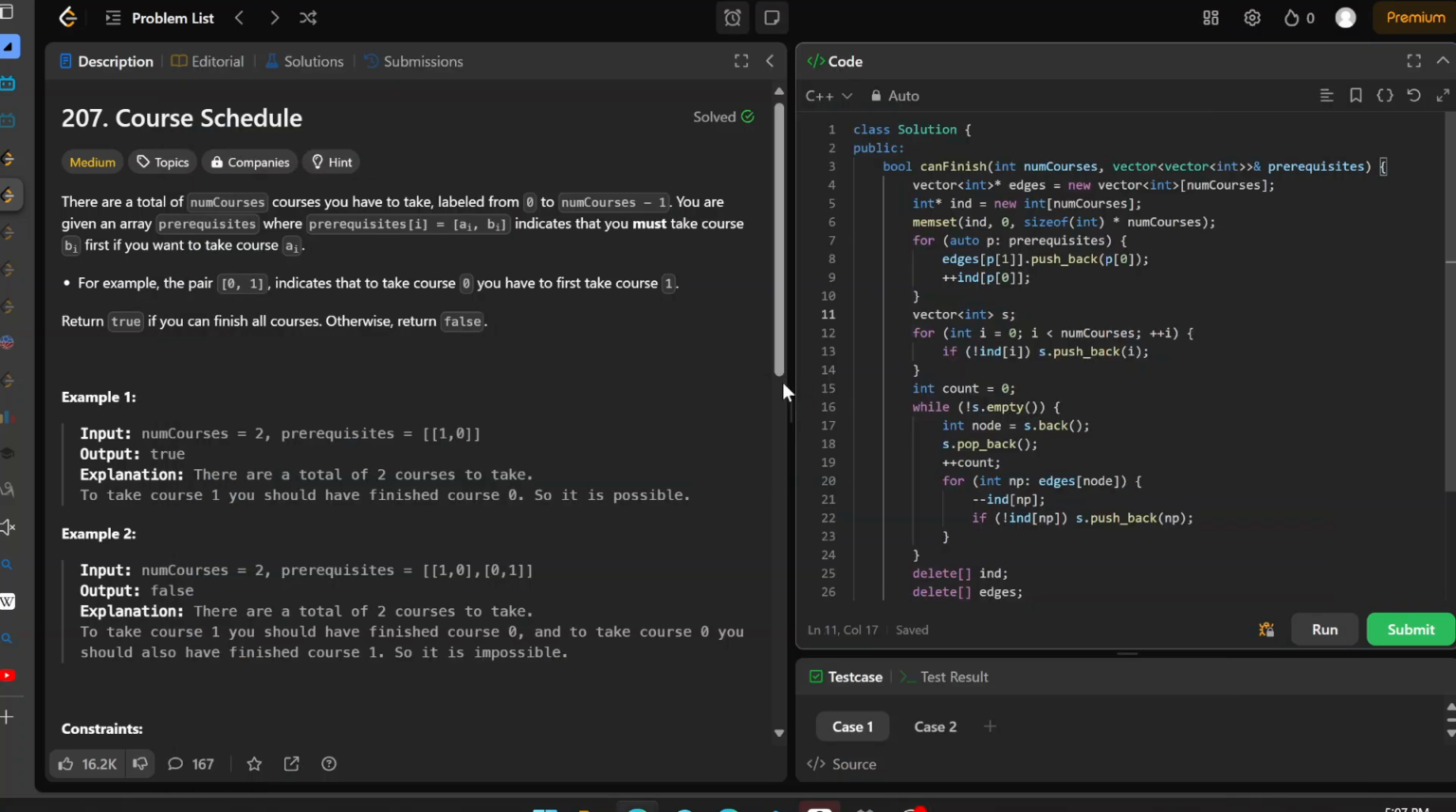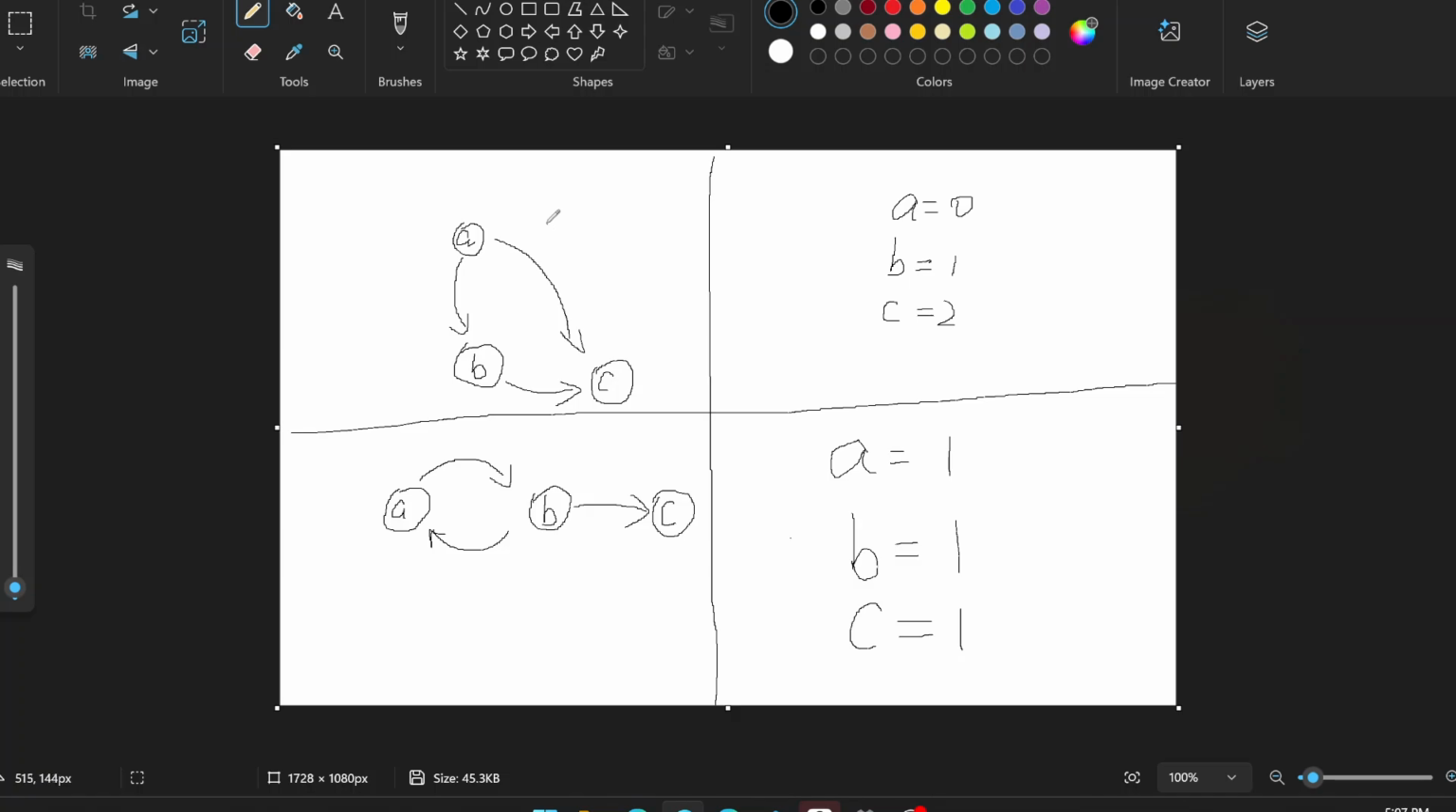So this question asks us to find out whether we can finish all courses. And because the courses may have prerequisites, that means we need to finish these courses in a certain order. For example, in this case, A does not have any prerequisite, and B has one prerequisite, which is A. C has two prerequisites, which are A and B.